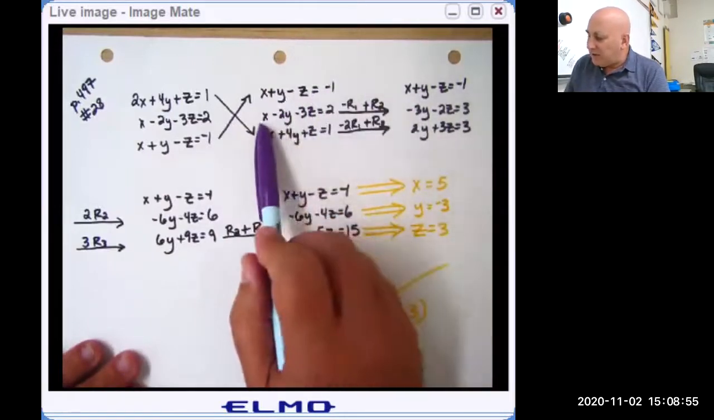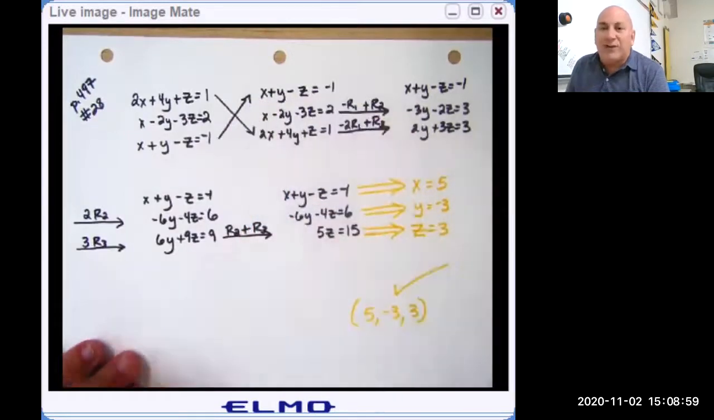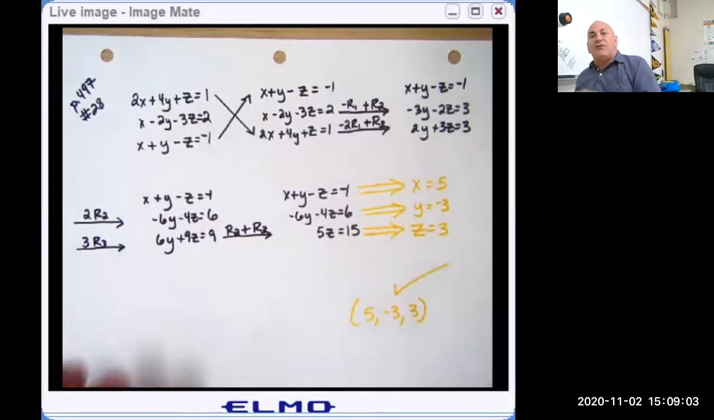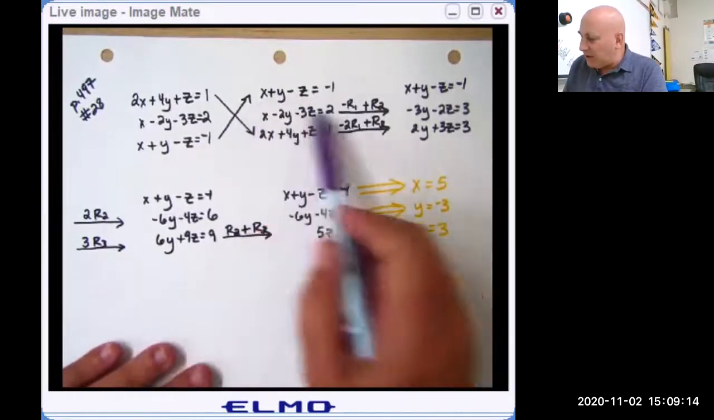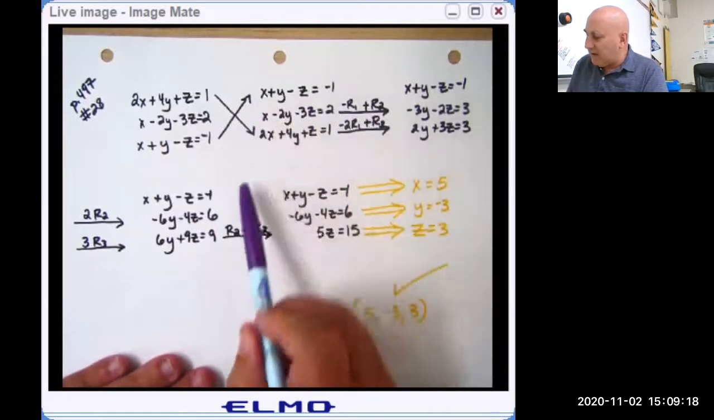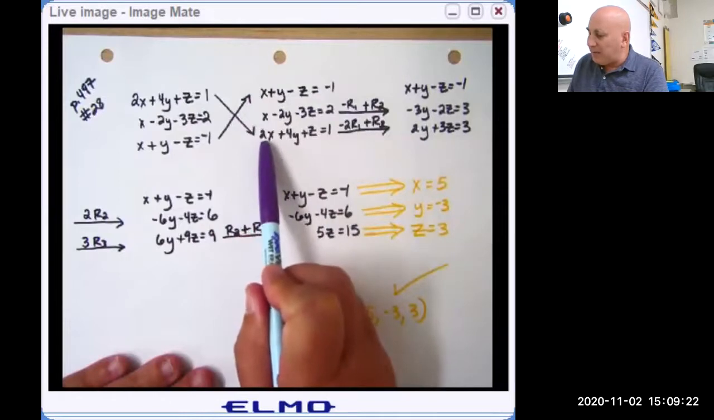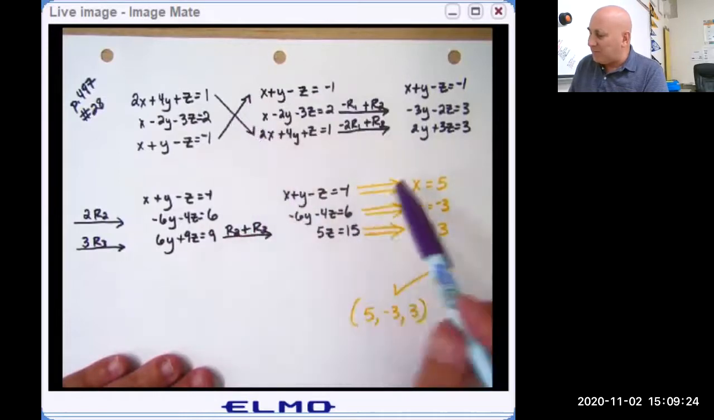Then, all I have to do is do negative row 1 plus row 2. Don't write it row 2 minus row 1. That's not what our rule says. Our rule says you can take a multiple of one row and add it to a second row and replace that second row with this new sum. So negative row 1 plus row 2 got rid of this x, and negative 2 row 1 plus row 3 got rid of this x term.